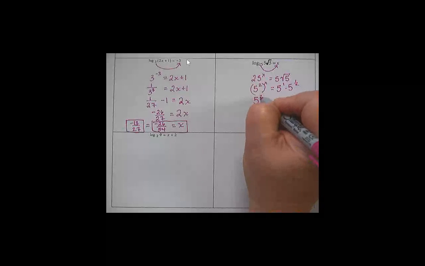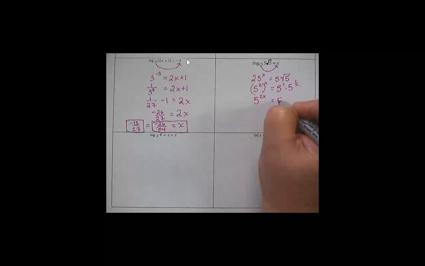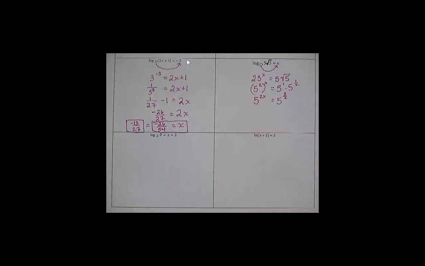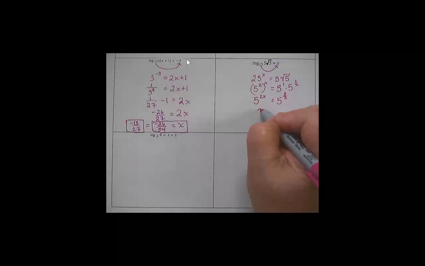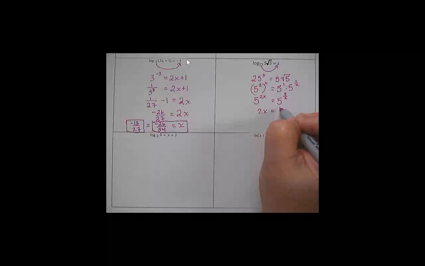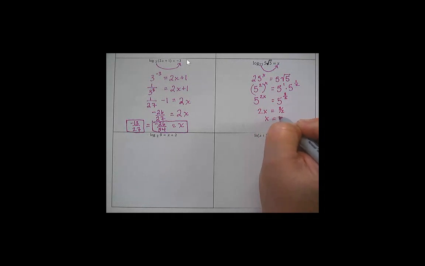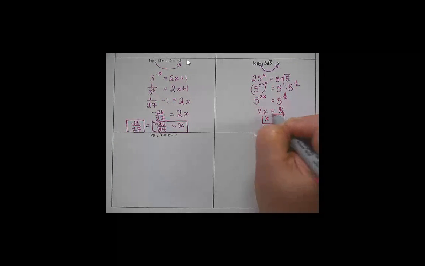So I would multiply powers here. Here I would add powers. 1 plus 1/2 is 3/2. So I know that 2x is equal to 3/2. And multiplying both sides by 2 gives me that x is equal to 3.